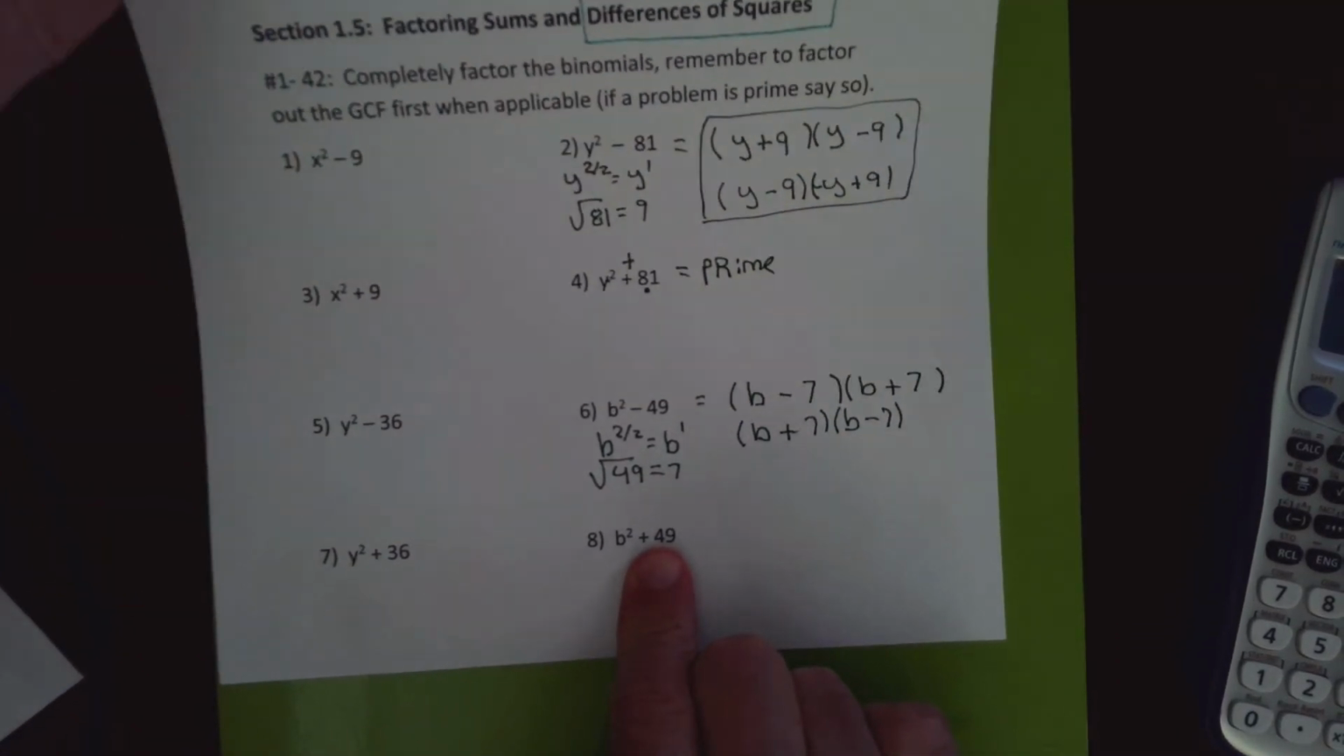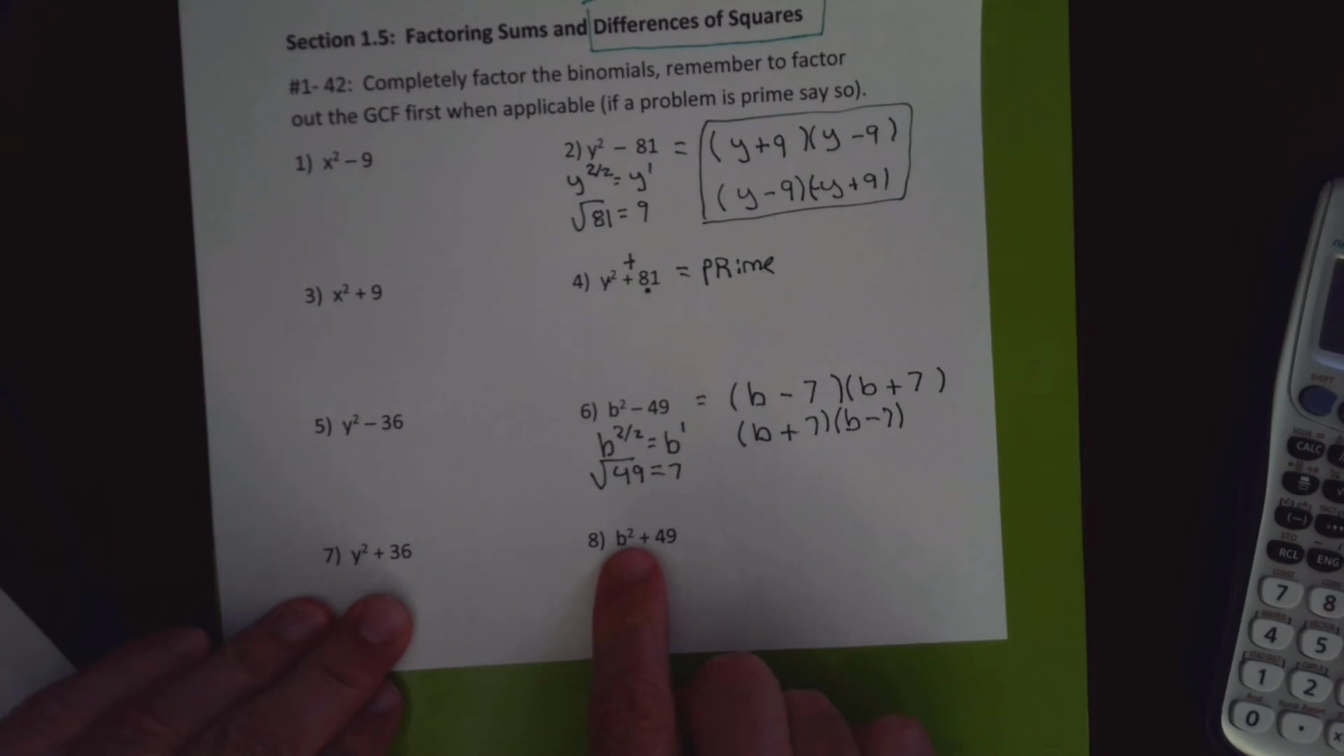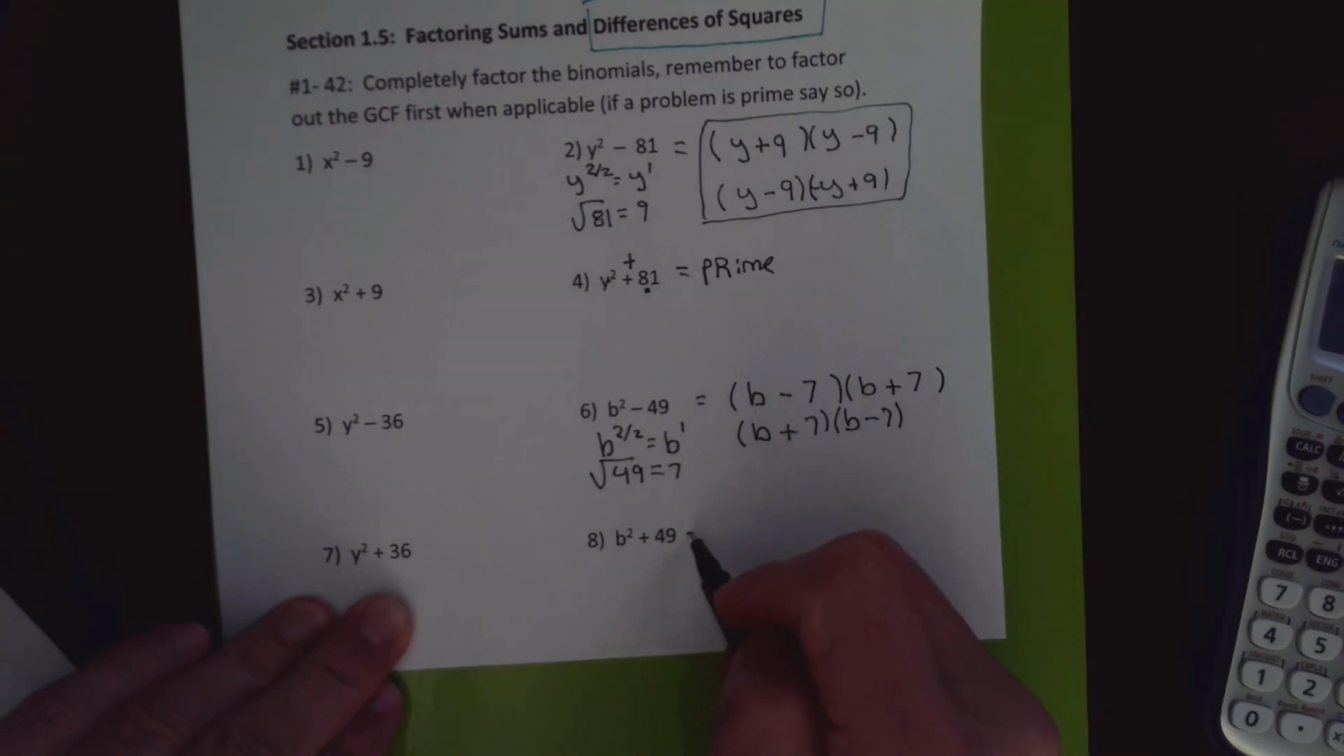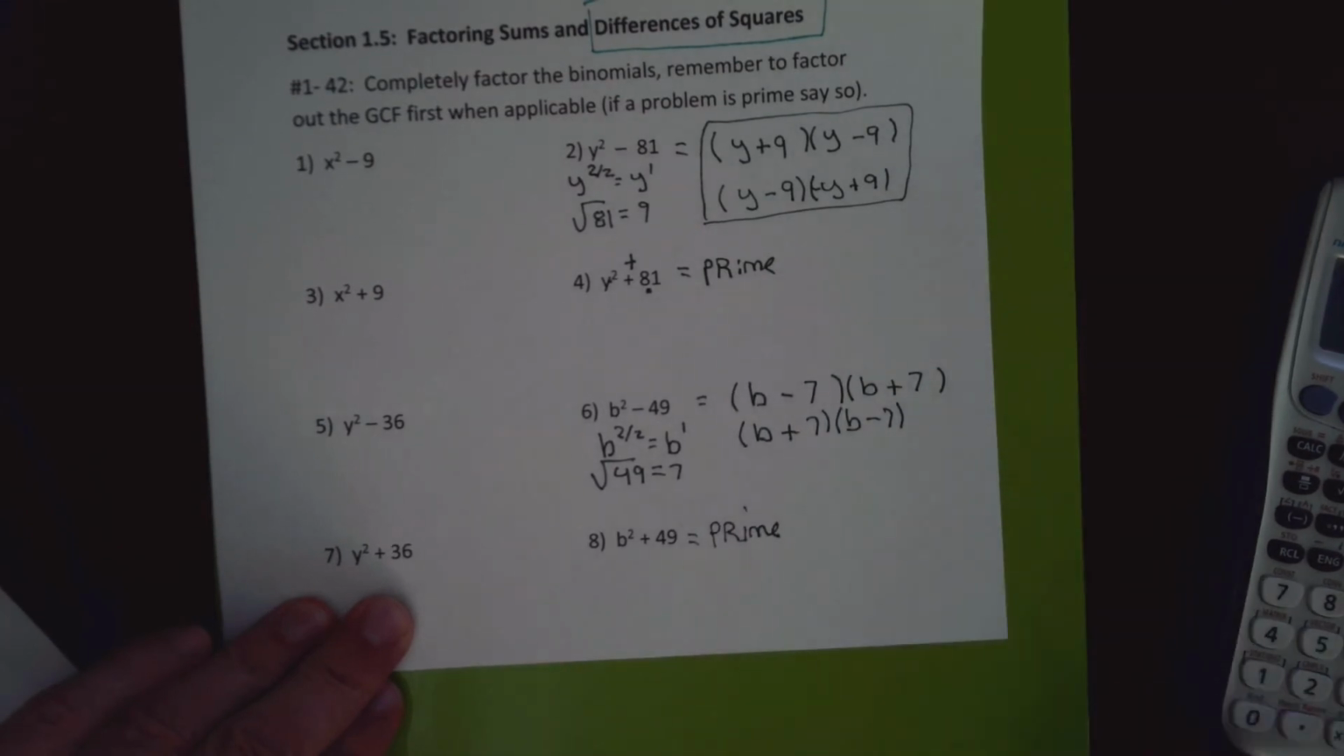Problem 8 is a sum of squares. It's a square because it has two terms. The exponent is even. The number is a perfect square. The plus between makes this prime. All sums of squares are prime. All differences of squares factor.